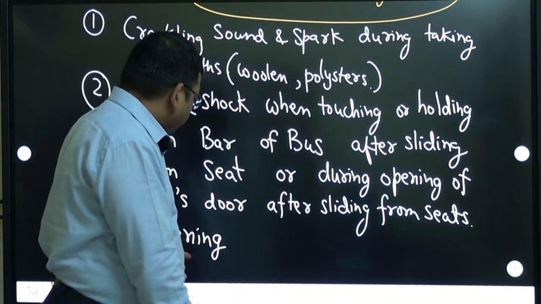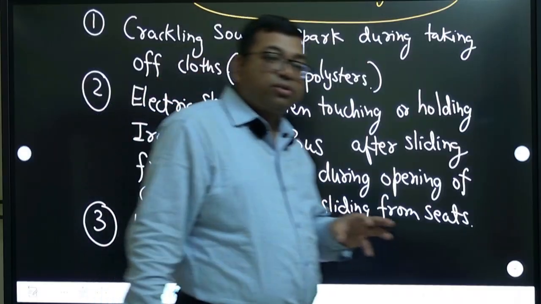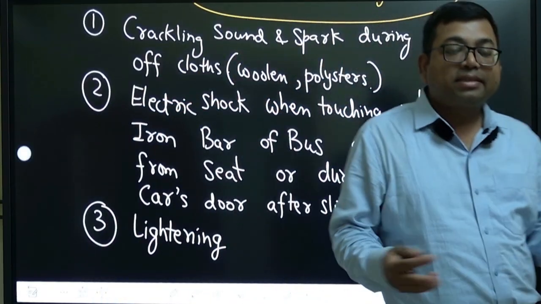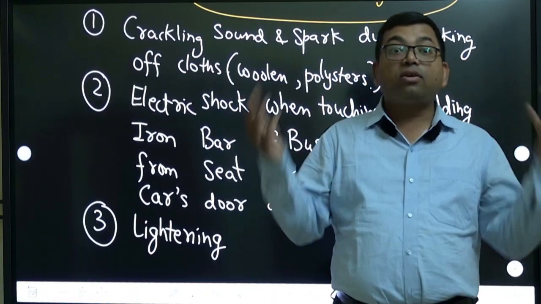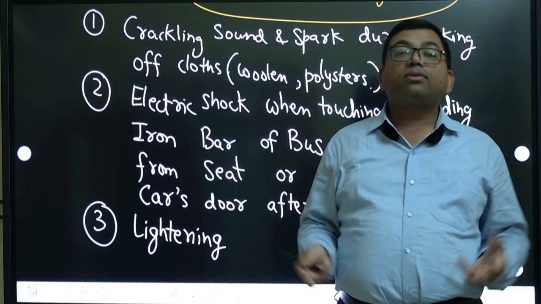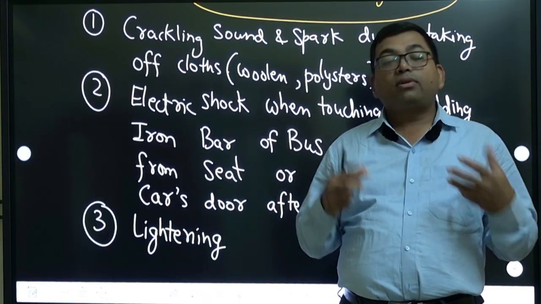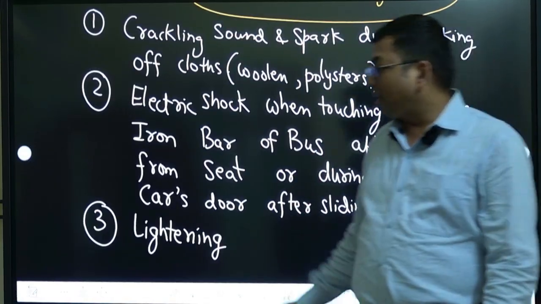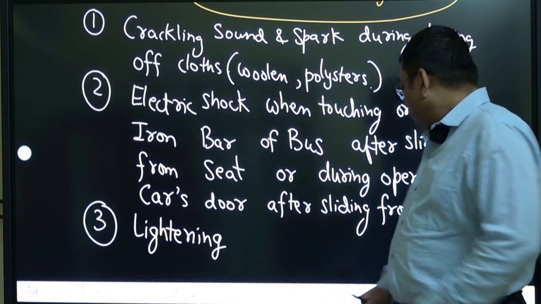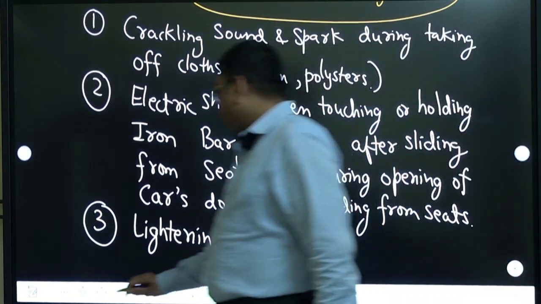Now the third case, lightning. Lightning, little bit we should try to understand, because lightning is such a common phenomena, right? A storm happens, lightning happens, thundering also happens. Thundering also is like sound is produced. So we'll also try to understand lightning and thundering, how they are happening. Okay, so lightning, let us understand lightning. Here itself little bit we can try to understand lightning.